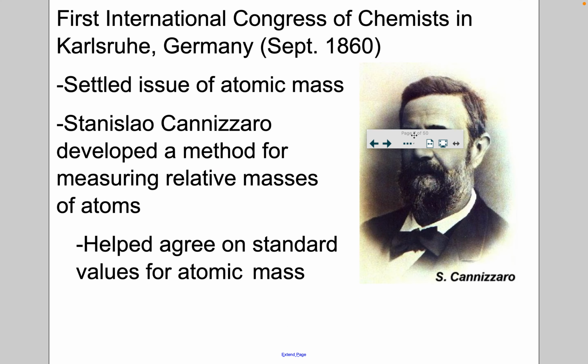Okay, so by September of 1860, they were like, we gotta unify, we gotta get our act together, get a common language. So they held their first International Congress of Chemists back in Germany. So they settled the issue of atomic mass, determined the atomic mass of those elements known. So hey, this is the number we're going to use.